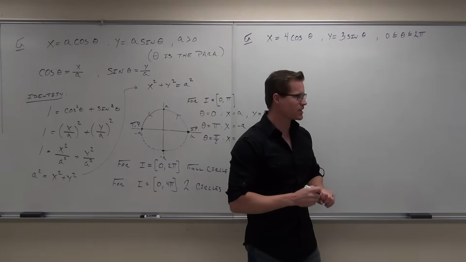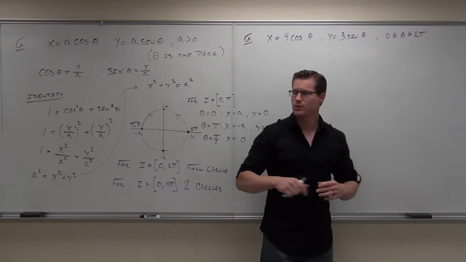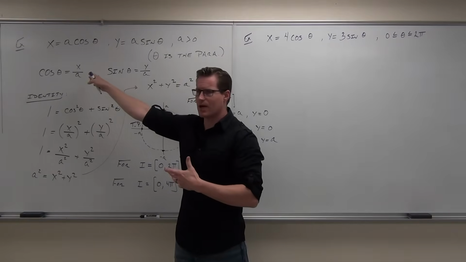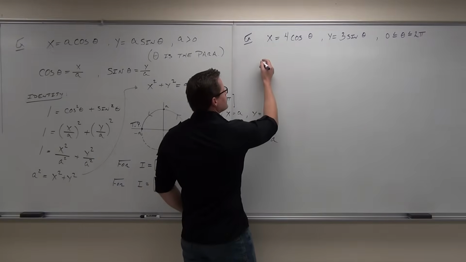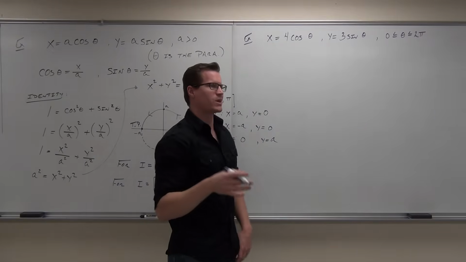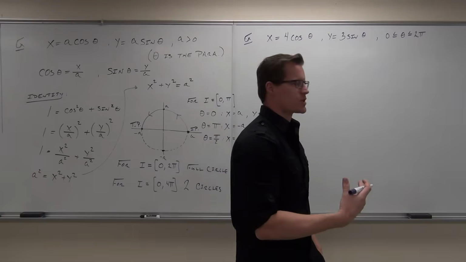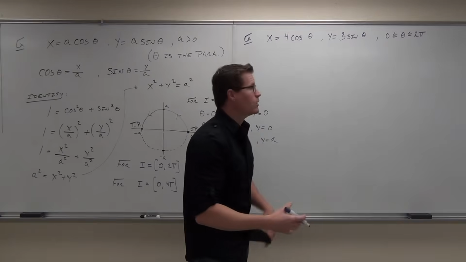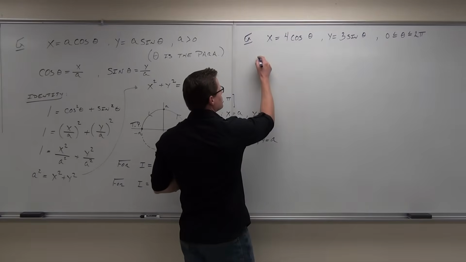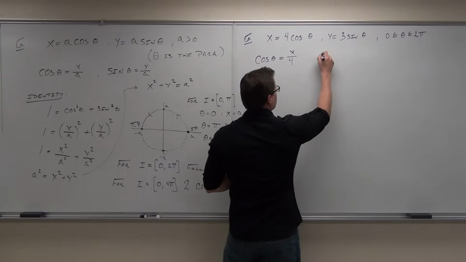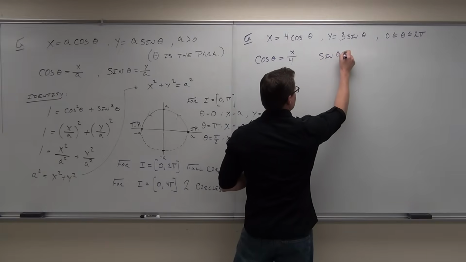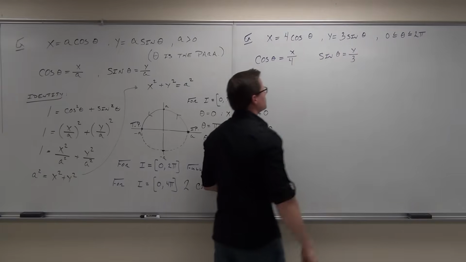This is exactly what this thing is going to look like. Now, we're going to see that when we try to do this same thing. So we don't have A anymore. We have actual numbers, which makes things a little nicer to graph. If we solve for our parameter, we can't quite get there. We don't want to do cosine inverse or sine inverse. That's crazy. What we do want to do is isolate as much as we can. So cosine theta is x over 4. Sine theta is y over 3.